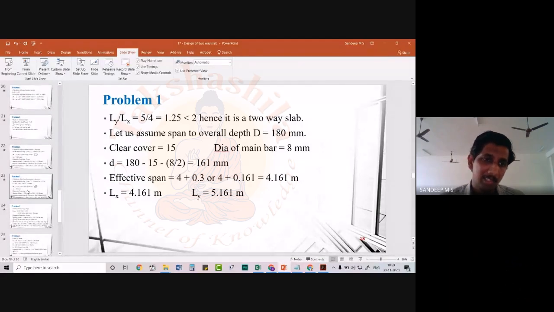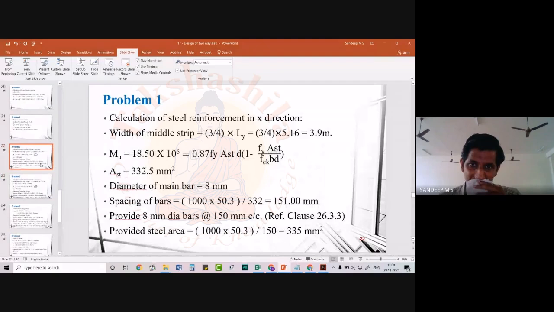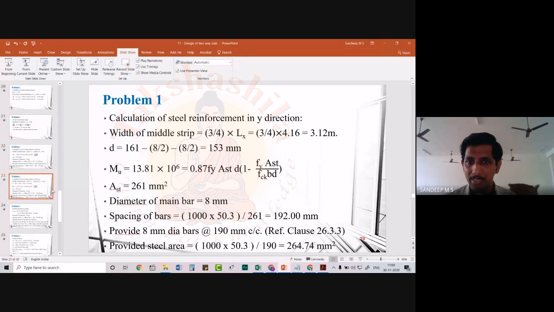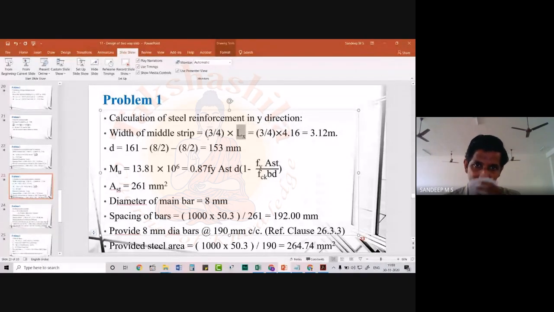That's it. So once we complete finding the amount of reinforcement required along the x direction, we have to also perform the design and find the reinforcement requirement along the y direction. And as per the figure given in your IS 456, Lx is actually spanning in the y direction. So they have taken the calculation of steel reinforcement in the y direction, and they are talking about it in terms of Lx. So the width of the middle strip is calculated as 3/4 of Lx.